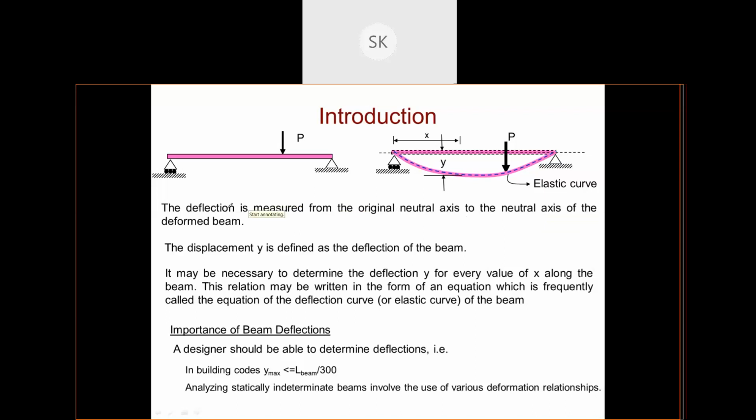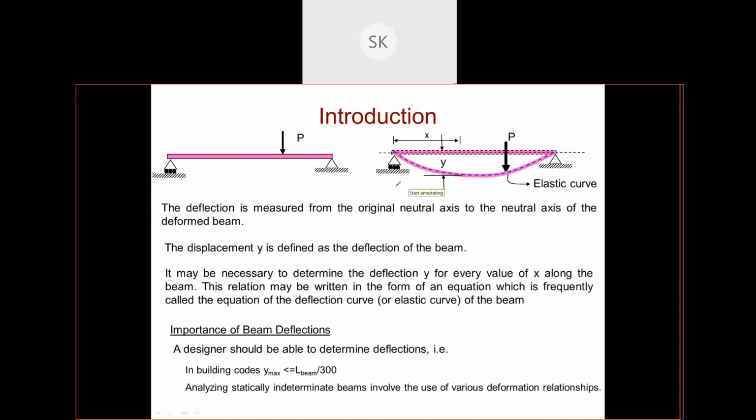to the neutral axis of the deformed beam. So this was the original axis, and this is the neutral axis of the deformed beam. The distance between the two is known as your deflection, and it is represented by y. It may be necessary to determine the deflection y for every value of x.